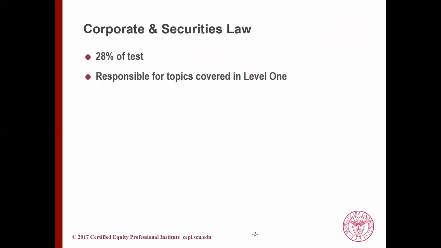So on Level 2, 28% of your test is on topics related to the law, corporate and securities law. You'll see a few more than 28 questions because you'll have a 110 question exam, and 10 of those are experimental items that are not scored. They're not identified, but because they exist, I would expect to see a few more than 28 questions.